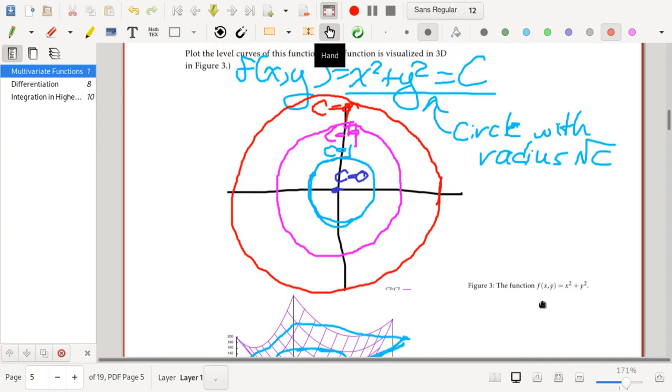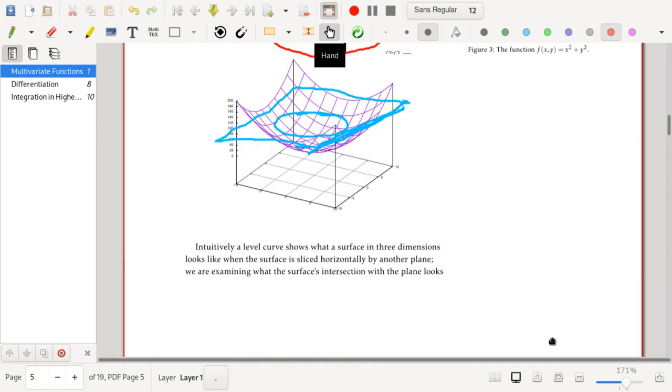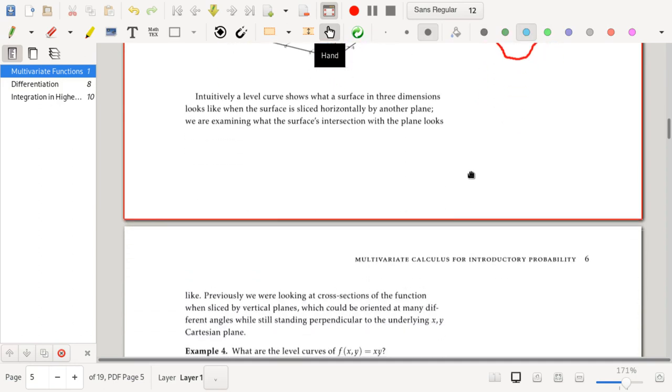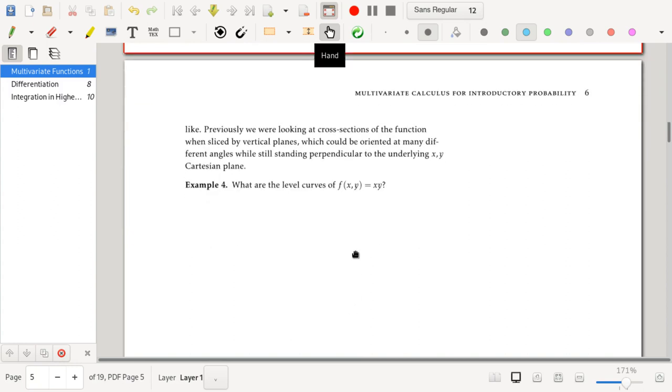Notice that in this case, the c's are increasing quite rapidly as we move out in radius, because that's what this shape looks like. It's a steep cup. I think the term for this is paraboloid. These level curves are basically what we see when we slice horizontally by another plane, and what we're looking at as we look down on the object.